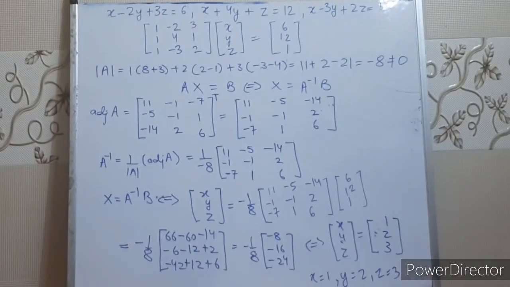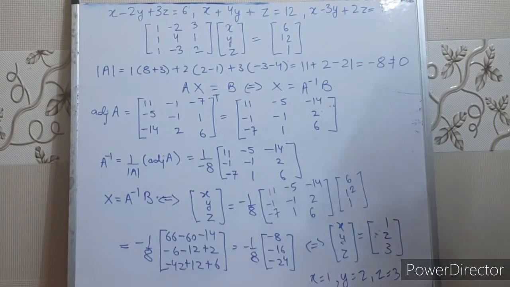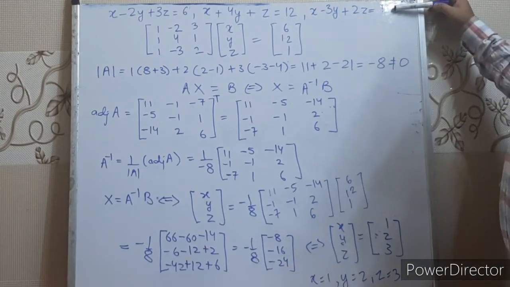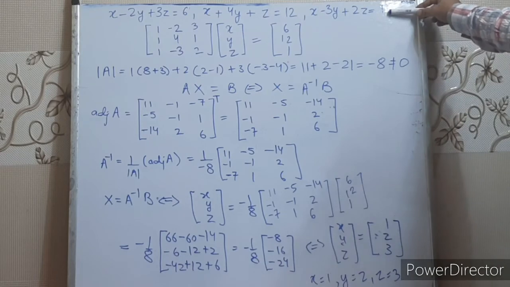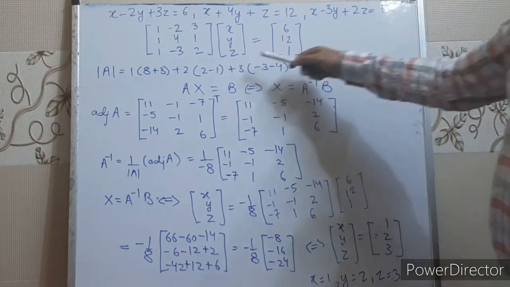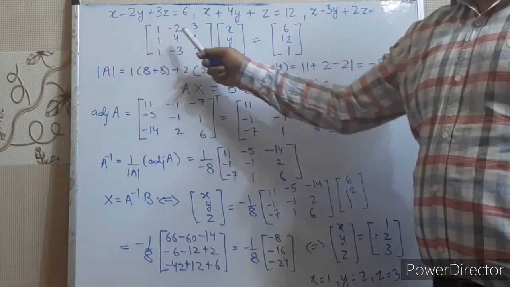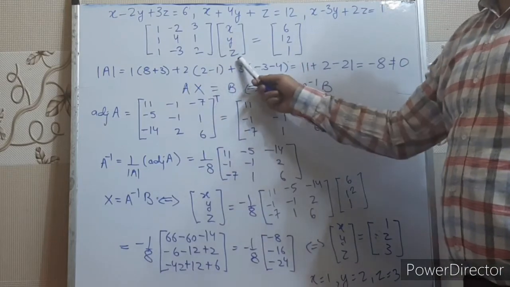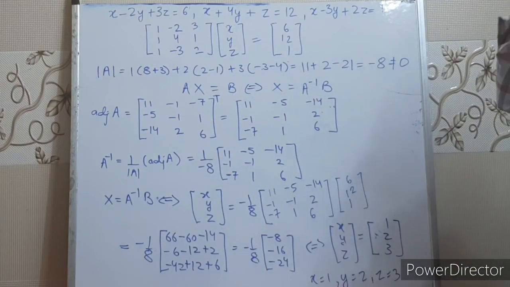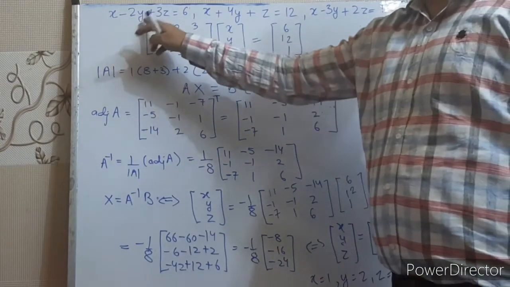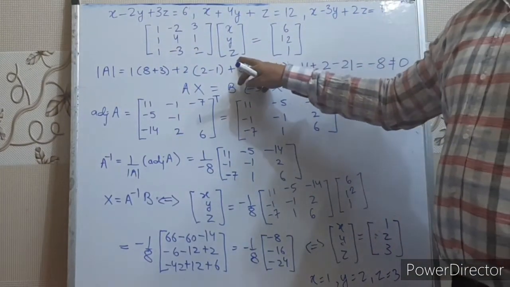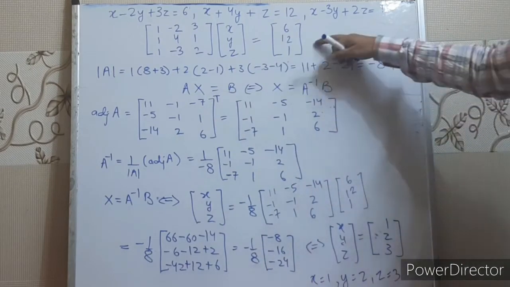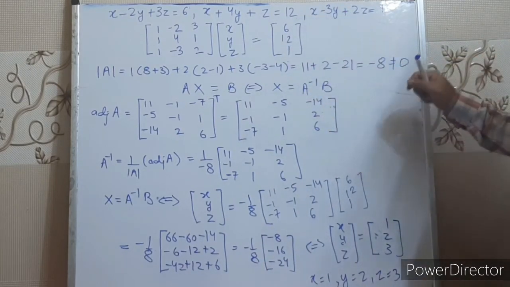Okay children, let's see a sum based on Cramer's rule. Here we have to solve the given system of linear equations. There are three equations given. When we convert this into matrix form, what will we get? This is the A matrix, this is the X matrix, and this is the B matrix, right? The A matrix has the coefficients of x, y and z. The X matrix has the variables and the B matrix has the constants.